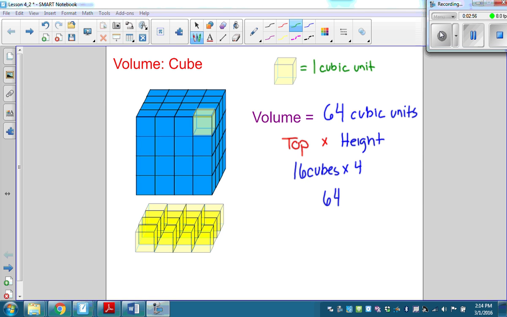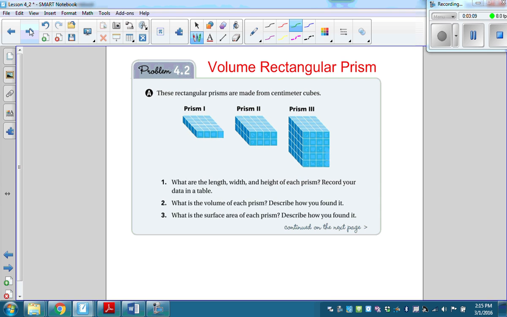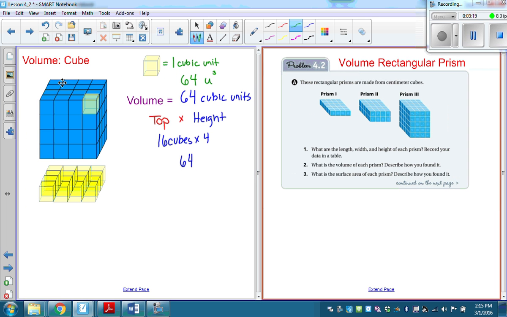So another way to write this is 64 with a little unit cubed. And so if it was centimeters, it'd be cm with a little 3. That's cubic units. Okay? So in your book, there's a problem 4.2 that we're going to just talk about a little bit. Do you see how that looks really similar to the picture on the left?